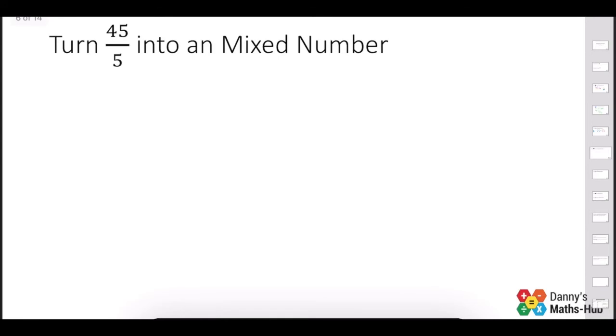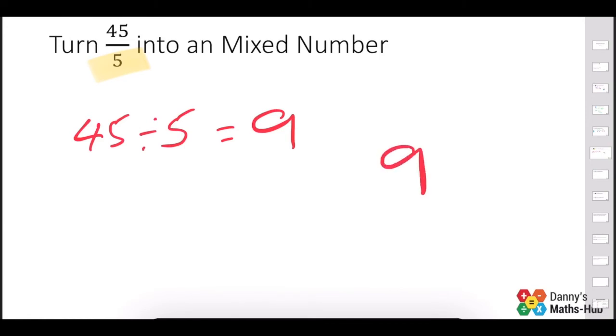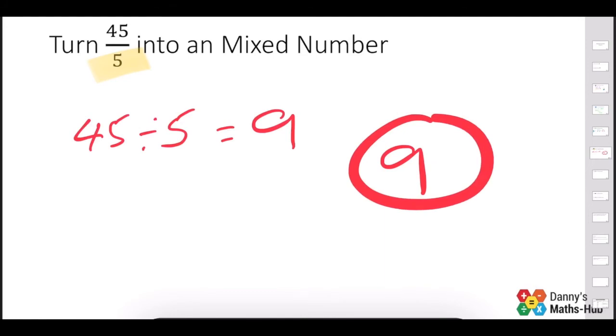So again, let's do this one a bit quicker. We want to know how many 5s go into 45. So we do 45 divided by 5. Well, that actually equals 9. And the remainders, well, in this case, there isn't any remainders. So our answer isn't actually a mixed number, it's just a whole number, 9.